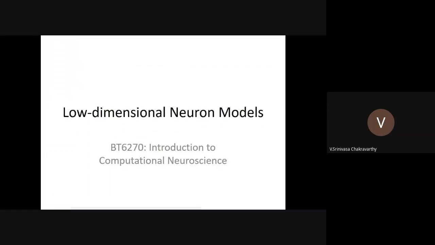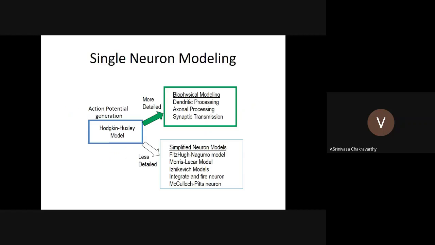Hi, good afternoon, everybody. So today we'll talk about simplified neuron models, or low-dimensional neuron models. If you look at the kind of models that we have looked at in this course so far, our first neuron model was the Hodgkin-Huxley model, which was motivated by the biophysical analysis of the axonal currents in the giant squid axon. It's a point neuron model. From there, we went to even more detailed neuron models, where we looked at dendritic processing, axonal processing, synaptic transmission, and so on.